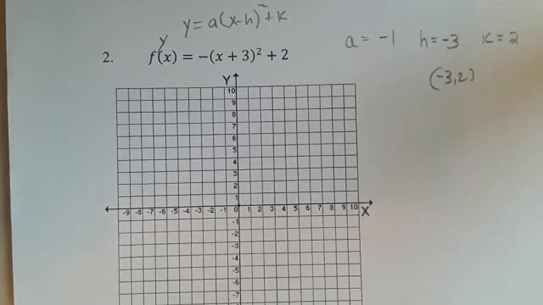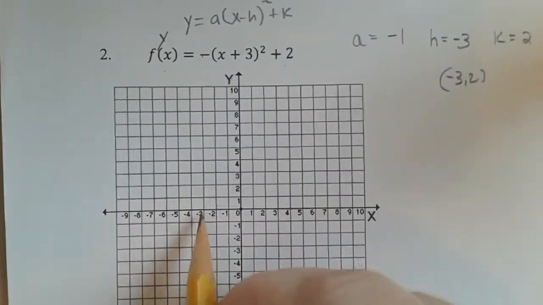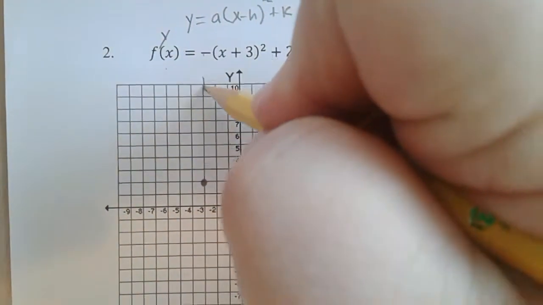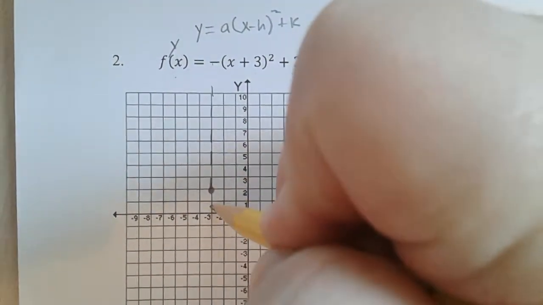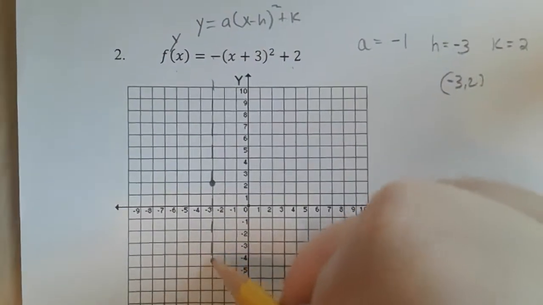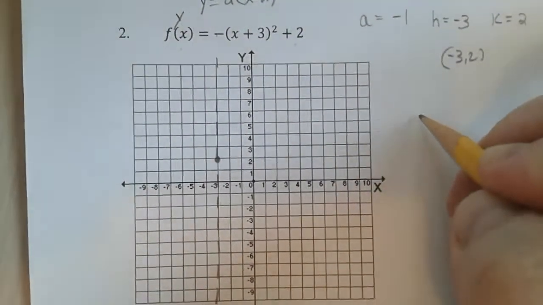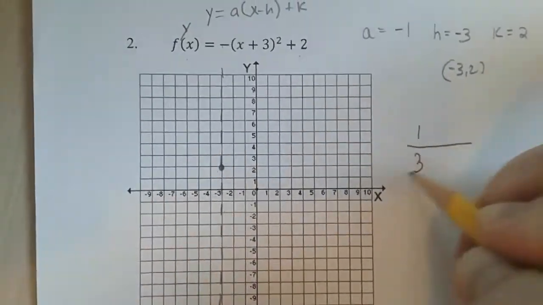So once again, much quicker to get the vertex, our negative 3, 2. So negative 3, positive 2. Okay, we notice that A value is negative 1, so just like with standard form, that means this graph will open down, okay, because that A value is negative. Okay, so I write my first two odd numbers.